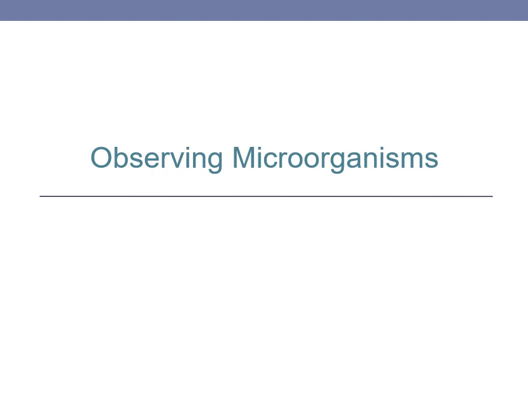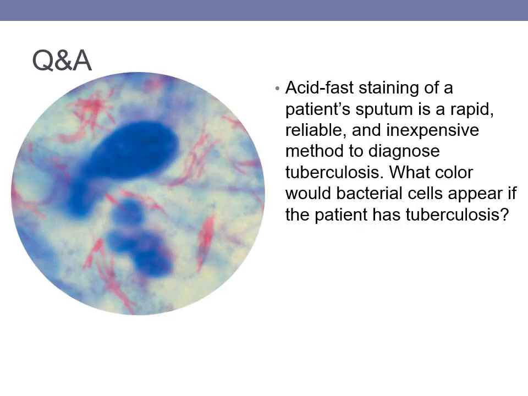Observing microorganisms. By the end of this lecture, you'll be able to answer this question. Acid-fast staining of a patient's sputum is a rapid, reliable, and inexpensive method to diagnose tuberculosis. What color would bacterial cells appear if the patient has tuberculosis?